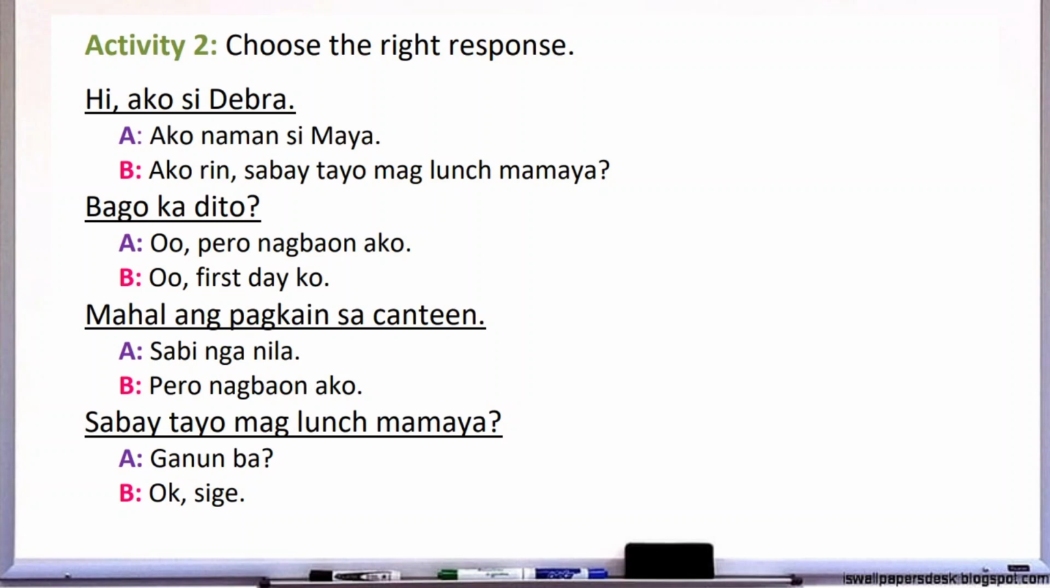Hi, ako si Deborah. Is it A, ako naman si Maya, or B, ako rin, sabay tayo mag-lunch mamaya? Number 2. Bago ka dito? A. Oo, pero nagbaon ako. Or B. Oo, first day ko. Alright, number 3. Mahal ang pagkain sa kantin? A. Sabi nga nila. Or B. Pero nagbaon ako. Last one. Sabay tayo mag-lunch mamaya? A. Ganun ba? Or B. Okay, sige. All right, think about it before I reveal the answer.